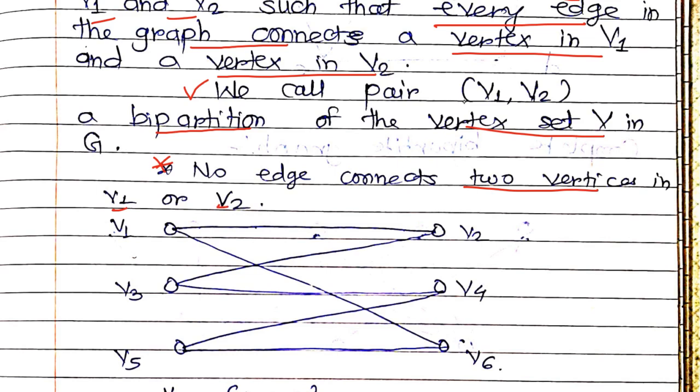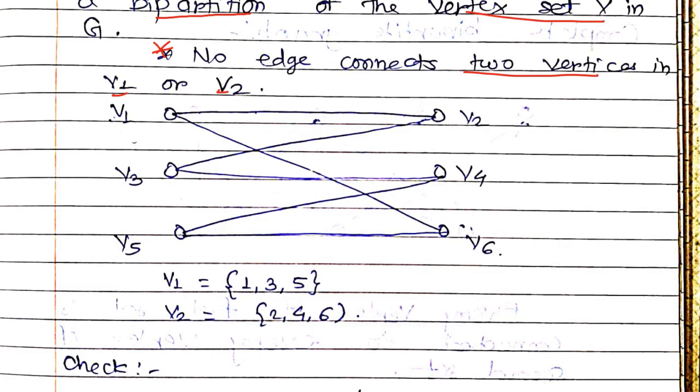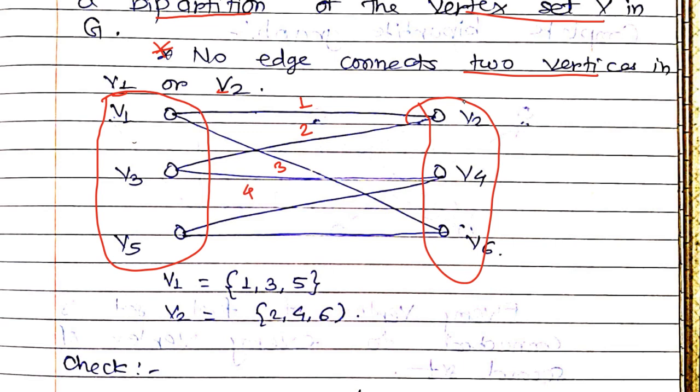Take the example of this graph. It has 6 vertices, V1 to V6, and this has been partitioned into two sets. This is the first set and this is the second set. Suppose we number these edges 1, 2, 3, 4, 5 and 6. Take any of these 6 edges, let's say edge number 5. This is connecting a vertex in the first set to a vertex in the second set.